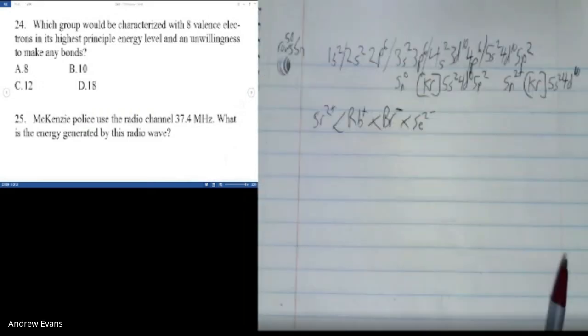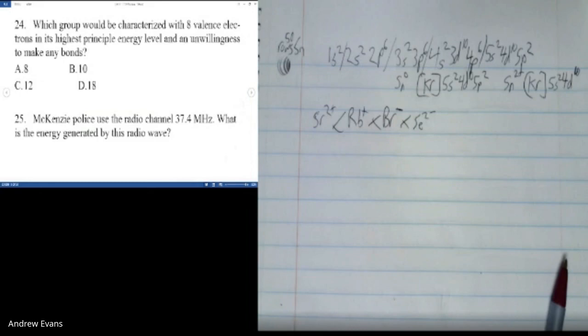Last two ones before the bonus. Which of the following groups would be characterized with 8 valence electrons in its highest principal energy level and unwillingness to make any bonds? So 8 valence electrons, s and p, doesn't want to make any bonds. That's a noble gas. That is in column 18 or column 8A. That's the noble gas electron configuration.